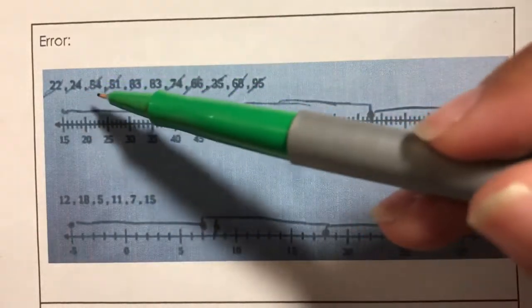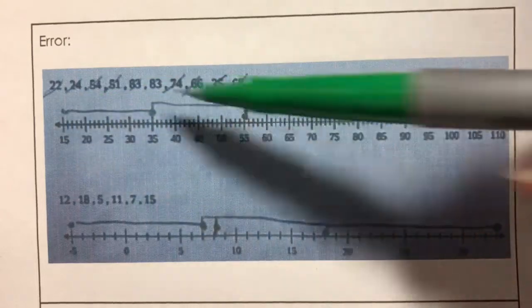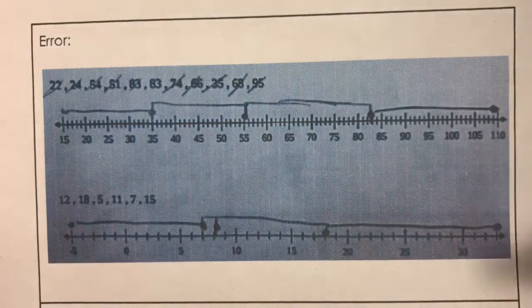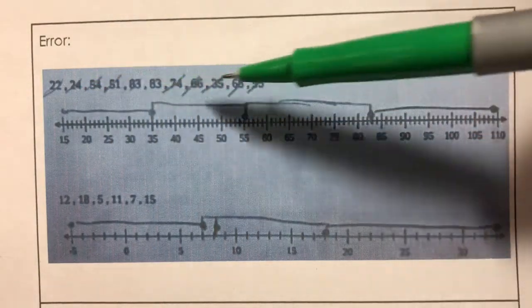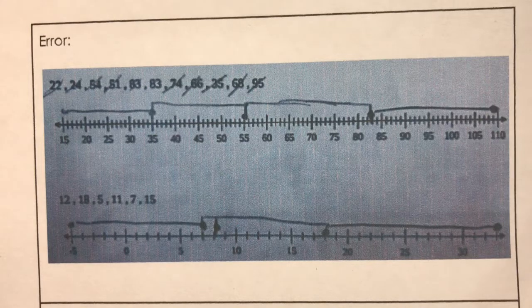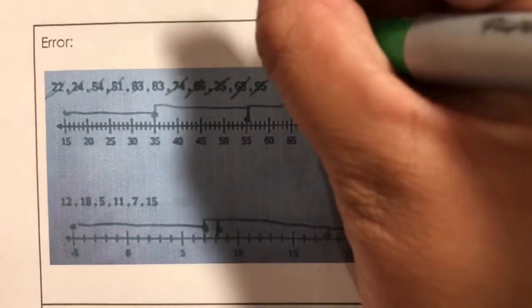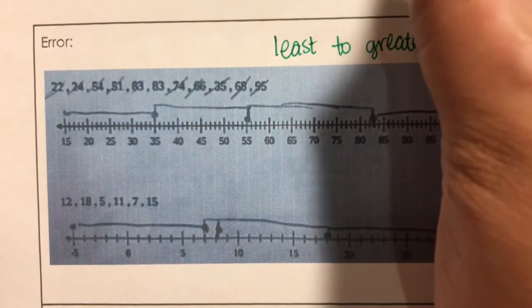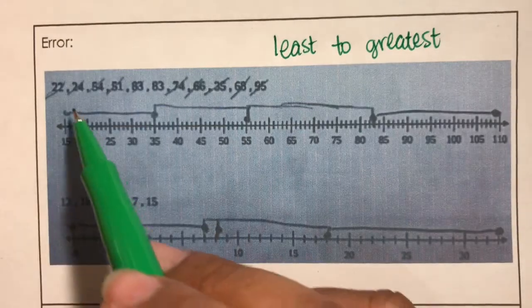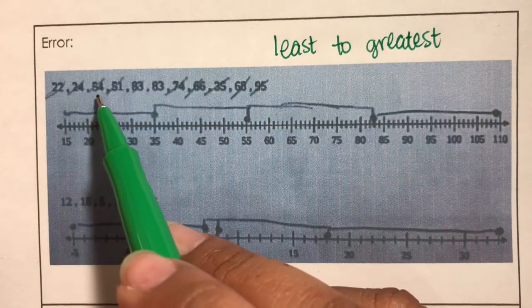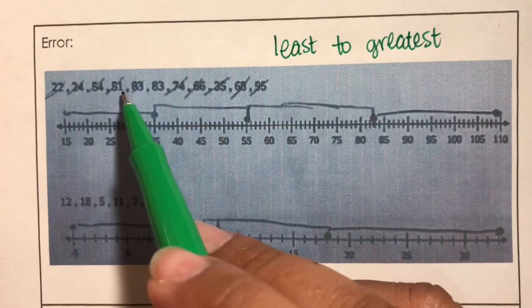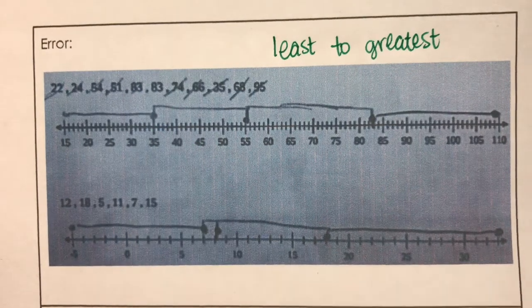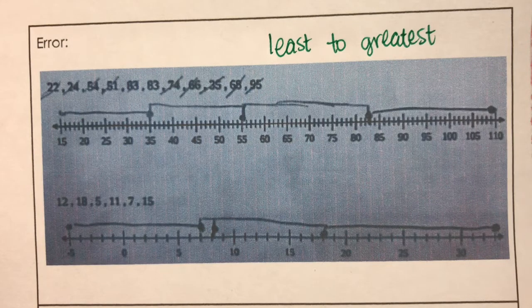But if we look at how this person found where the dots lie and where the whiskers of the box plot lie, we can see that there possibly have been some errors, because remember what I always tell you: whenever you get a data set, the first thing you always need to do is put your data set from least to greatest. And if you look at this data set, you can see 22, 24, then we jump up to, I believe that's 54, 51, 83, 83. So this data set is definitely not in order from least to greatest.